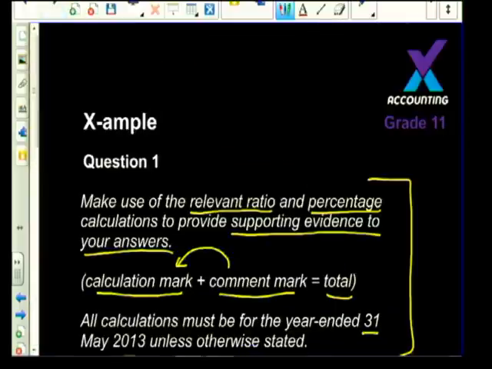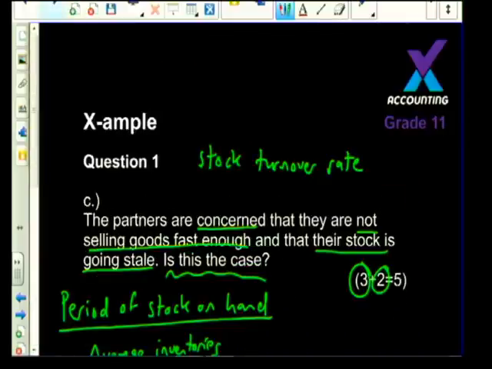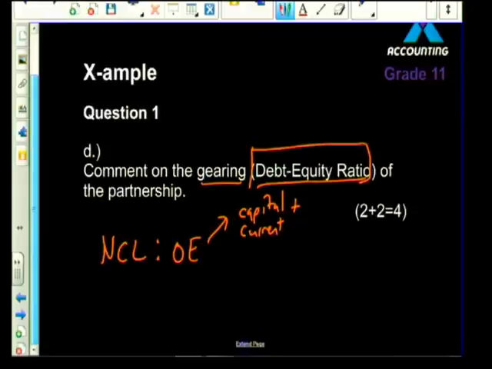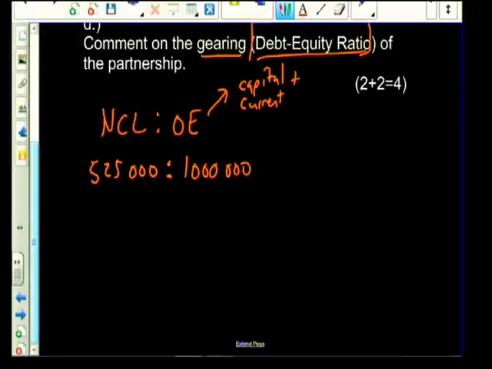Let's put the figures into our answer sheet. Non-current liabilities on the left were 525,000. Owner's equity on the right-hand side of the ratio is 1 million. But remember, we cannot just leave the ratio like that. We won't get full marks if we just leave the ratio like that. Remember that we have to simplify it so that the right-hand side must equal 1. The way we do that is we're just going to divide both sides by the right-hand side, which is 1 million.